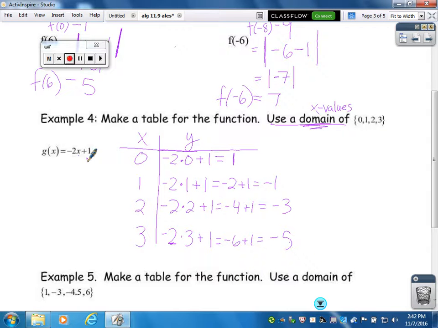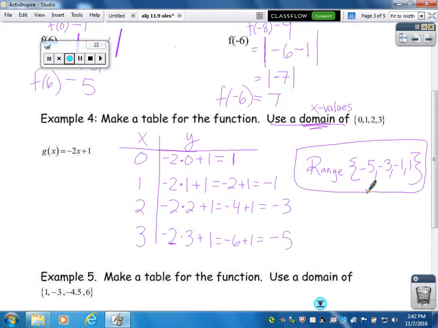Alright, so I'm going to say that my final answer here is that my range, my y values, are, let's do them least to greatest, negative 5, negative 3, negative 1, and 1. So that would be the way I expect them to phrase that on the SOL. Here's your domain, what's your range? And that would be the answer you're looking for.